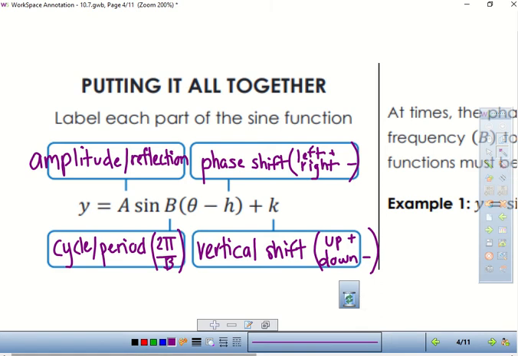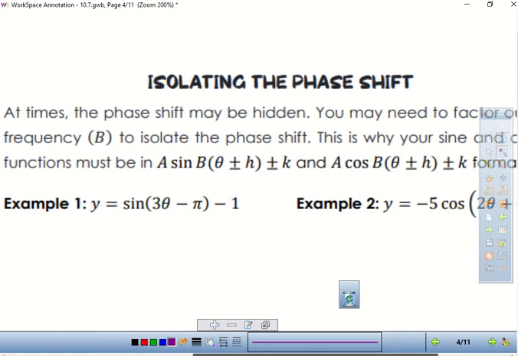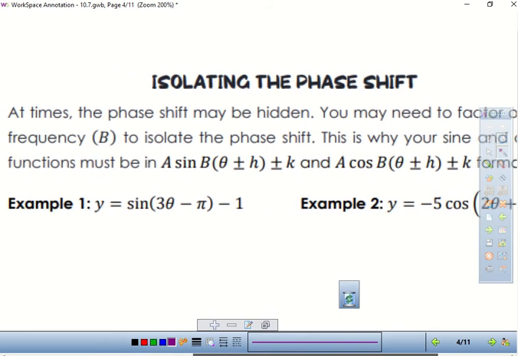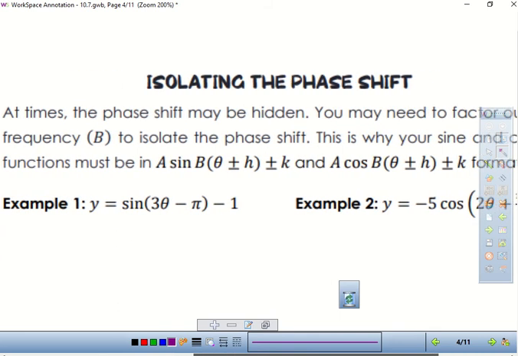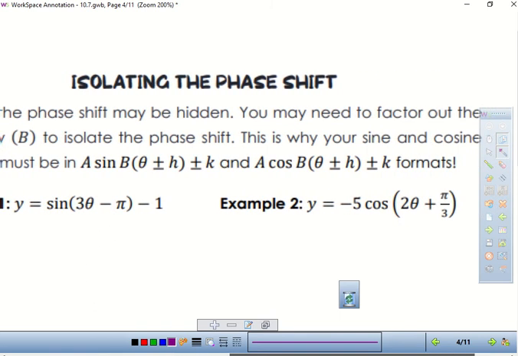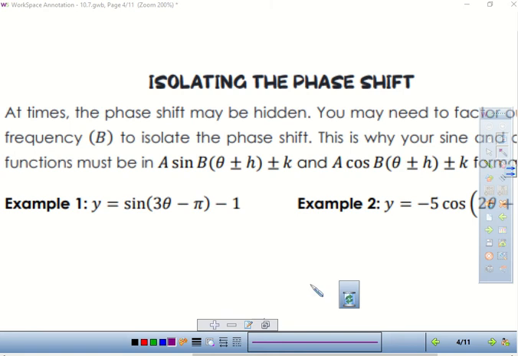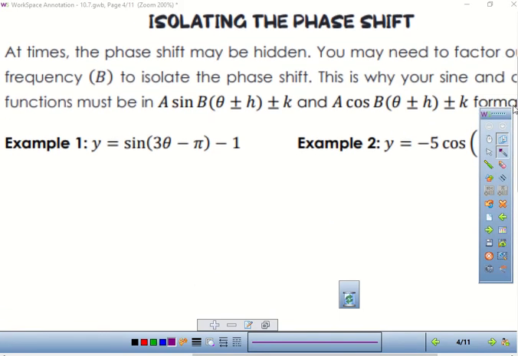Okay. So at times, the phase shift may be hidden. You may need to factor out the frequency, B, to isolate the phase shift. This is why your sine and cosine functions must be in the form A times sine of B times theta plus or minus H plus or minus K. So sometimes the B is going to be hidden and we have to pull it out. Okay, so see how in this form here we have a b value on the outside. We have to pull this one out.